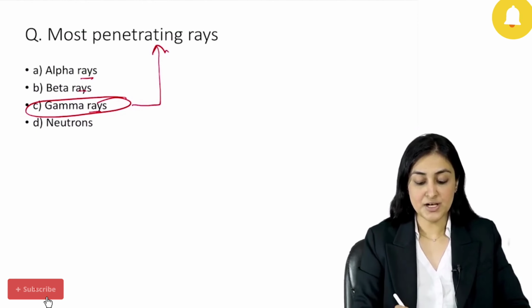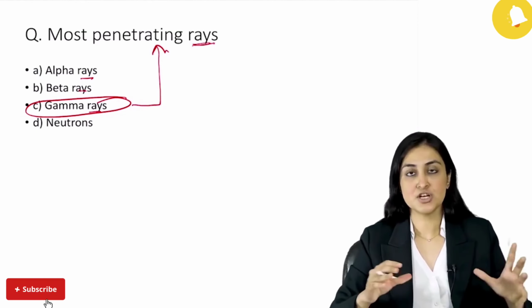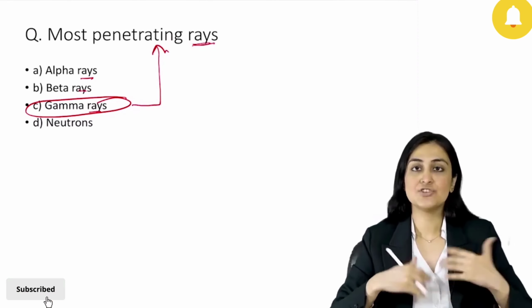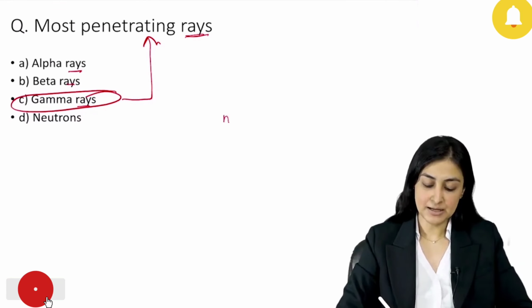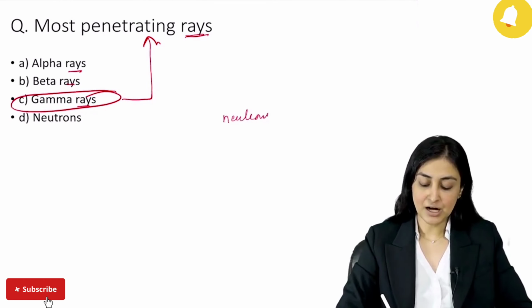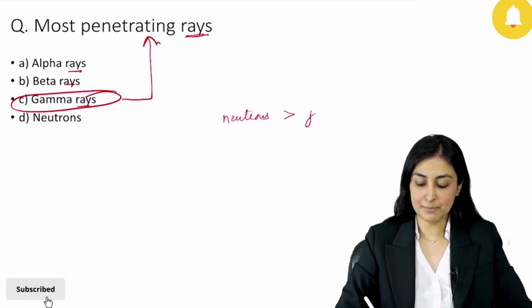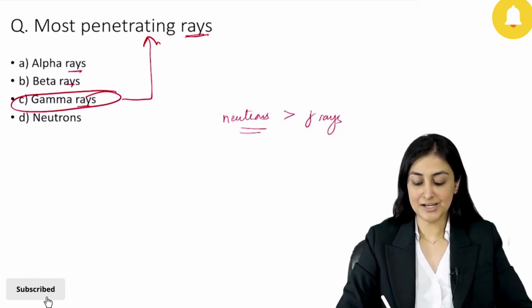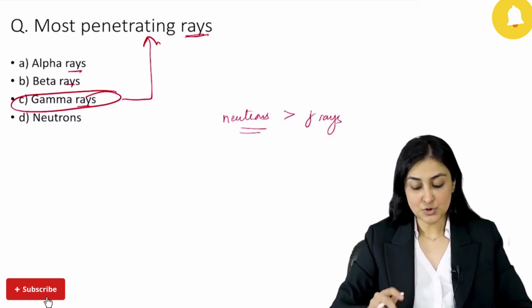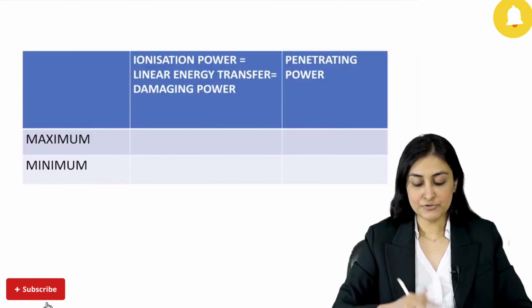But if your option doesn't include the word rays, if it just asks you what is the most penetrating form of ionizing radiation, remember neutrons have a higher penetrating power than gamma rays, alright. So neutrons do have a higher penetrating power. So let's summarize this with the help of a table.